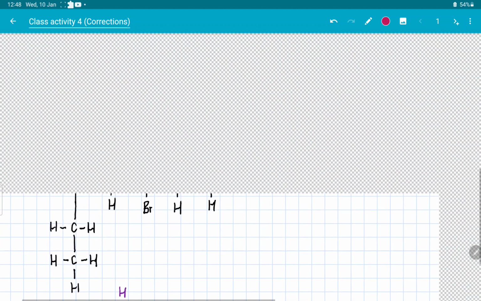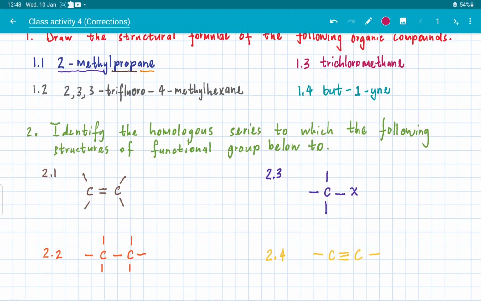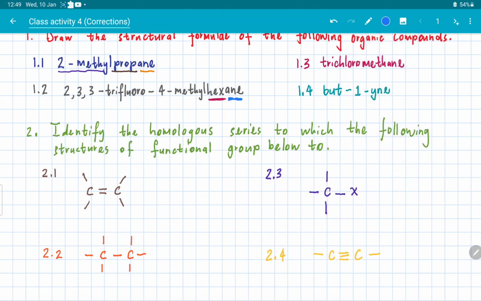Then we go to 1.2. Now I'm going to move a little bit faster. I'll have to keep coming back and forth. When it is a complicated molecule, I always start with the root name. The root name is hex, which means I must have 6 carbons in the main continuous chain. The suffix ends with -ane, therefore it is going to be an alkane, meaning there are single bonds between carbon atoms. It can't be a pure alkane because there are halogens here, so this is an alkyl halide.